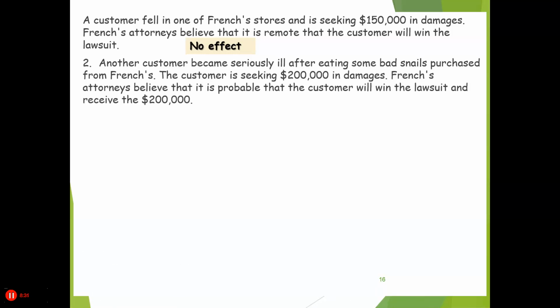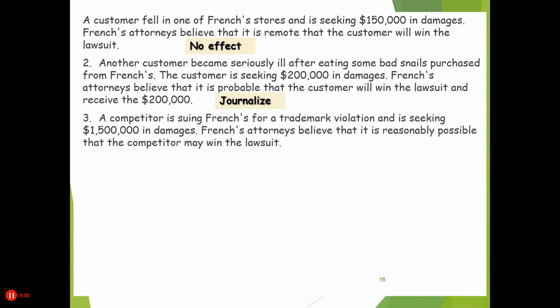Second, another customer becomes fatally ill after eating some bad snails purchased from your restaurant. The customer wants $200,000. French's attorneys believe it is probable that the customer will win the lawsuit. This you have to journalize. However, again, more than likely, all you journalize would be the legal fees because you don't want the people to know you're going to pay them, unless you've already signed an agreement.